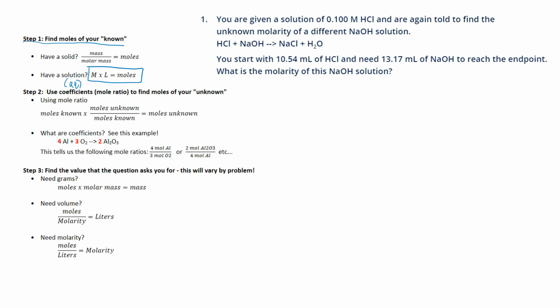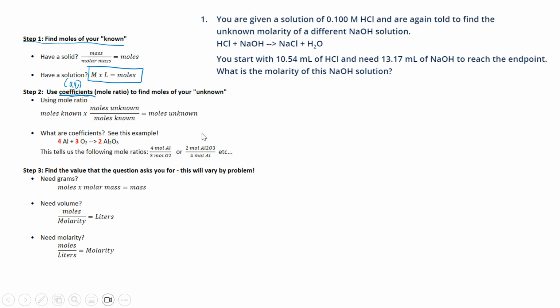Step two, you're going to look at your balanced chemical equation, and that gives you the coefficients. And the coefficients are basically like our recipe. They tell us the mole ratio. They tell us how many of one reactant we need to react with something else. Like in this example down here, our coefficients tell us for every 4 aluminums, we need 3 oxygens, and then we'll make 2 aluminum oxides. And we can write these mole ratios as fractions. You might remember doing this back in Unit 4.